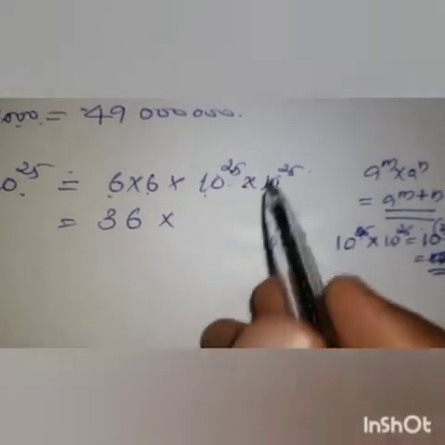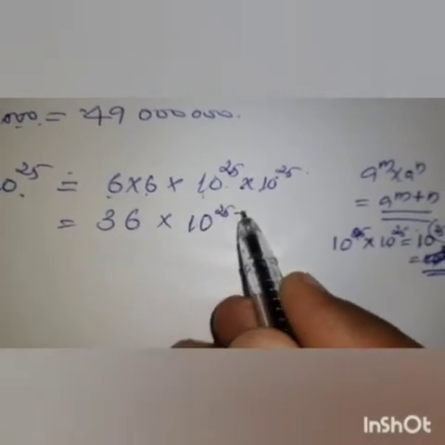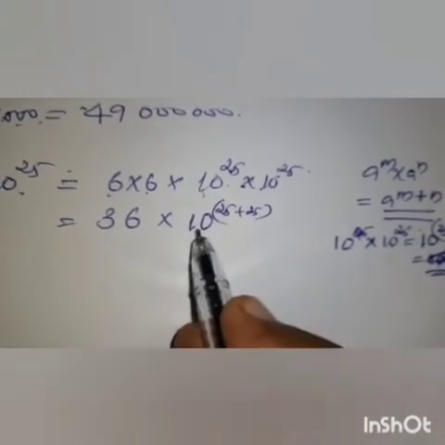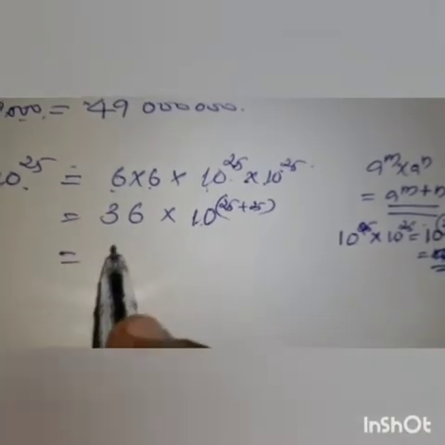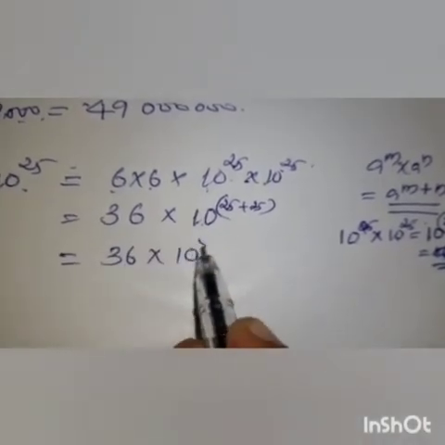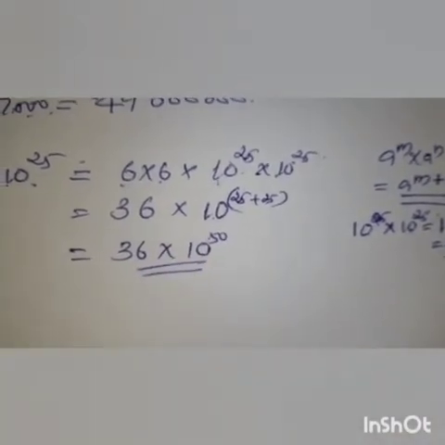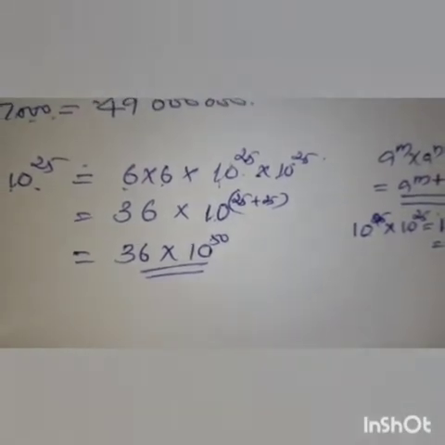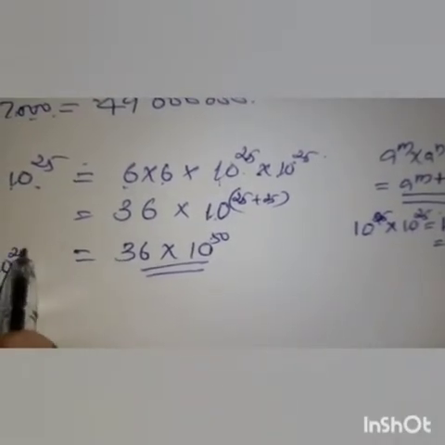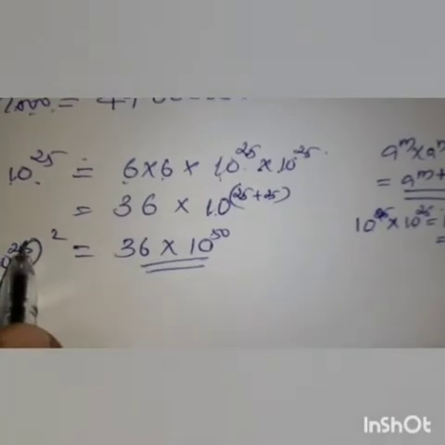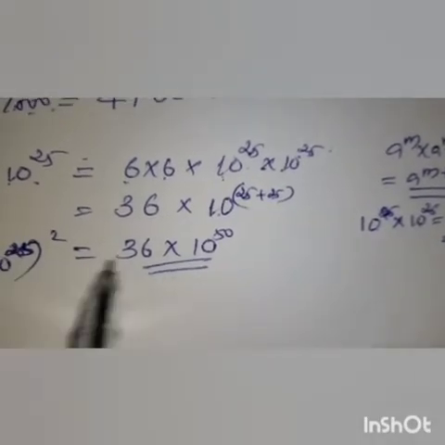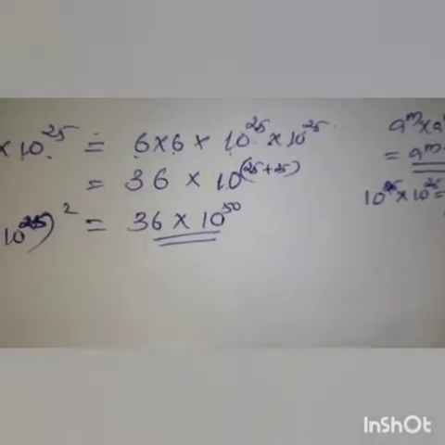10 raised to 25 into 10 raised to 25 is 10 raised to 25 plus 25, by a raised to m plus n. So 36 into 10 raised to 50. That is the square of 6 into 10 raised to 25, whole square. The square should be 36 into 10 raised to 50.